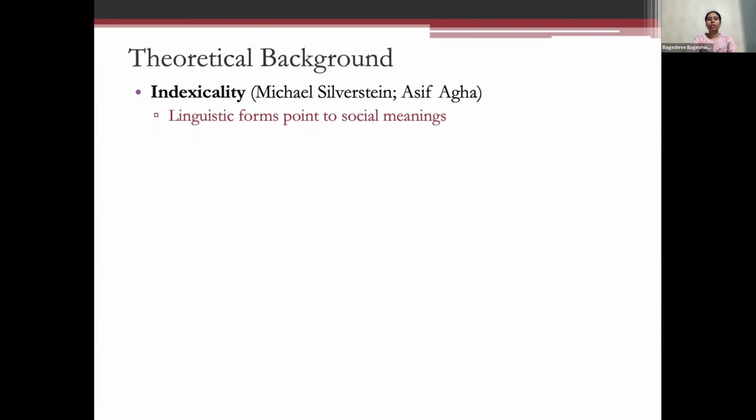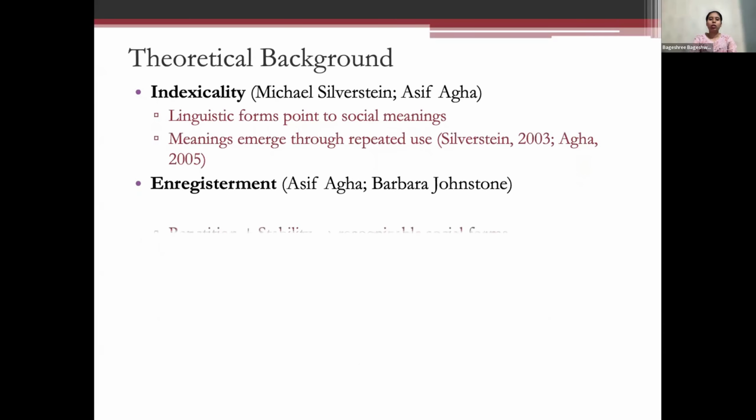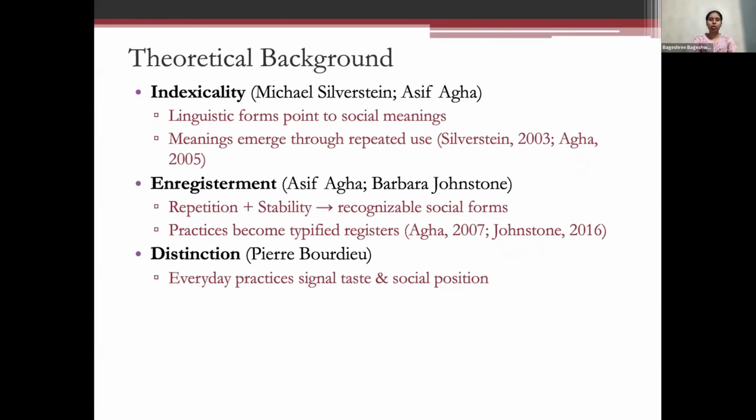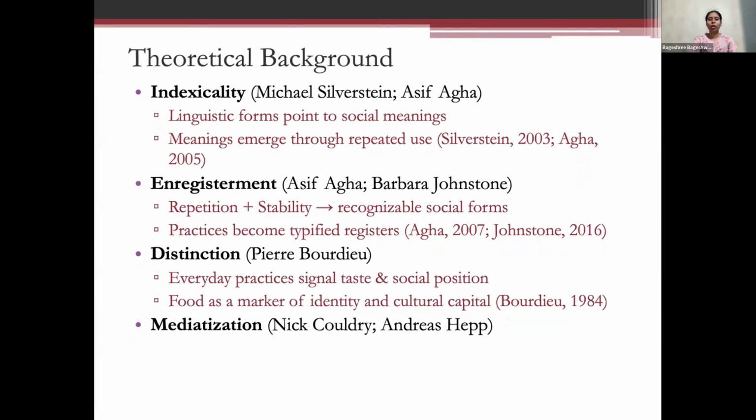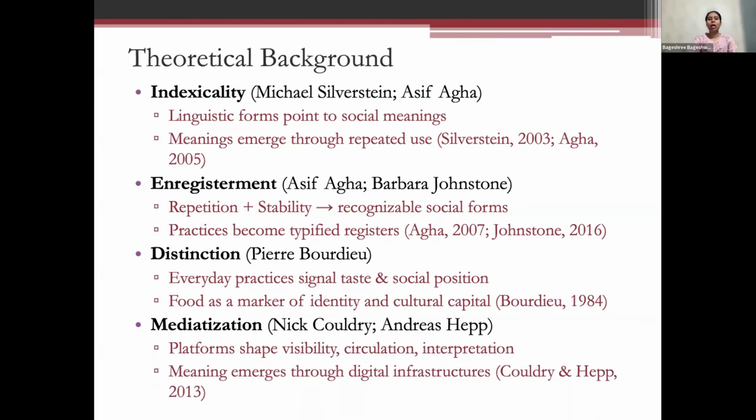For this paper, I'm basically looking at four theoretical concepts. The first one is indexicality, which was developed by Silverstein and Agha, according to which certain linguistic forms point to social meanings in certain contexts, and these meanings often emerge through repeated use. The second concept is enregisterment. It is basically the next step after indexicality, where the meanings which have emerged become stabilized and become recognizable social forms in the context.